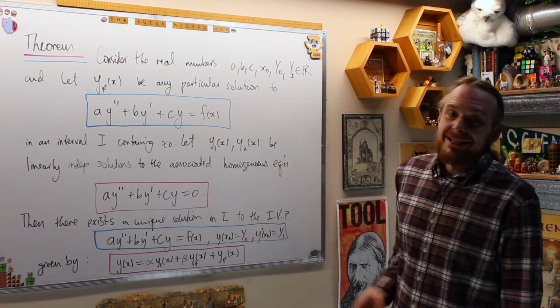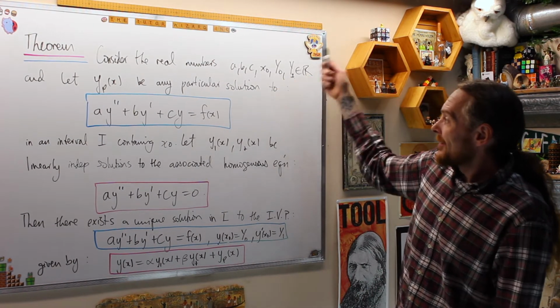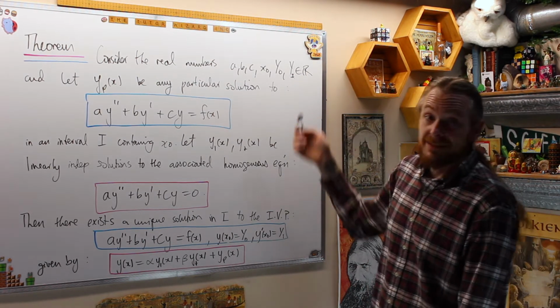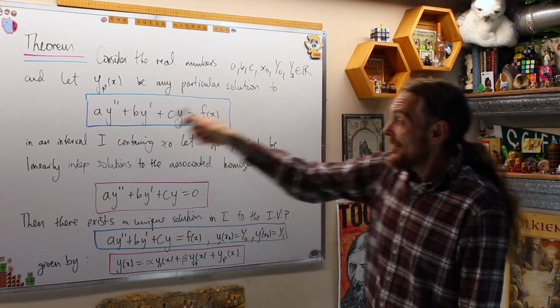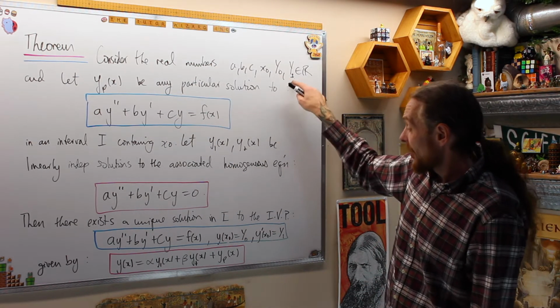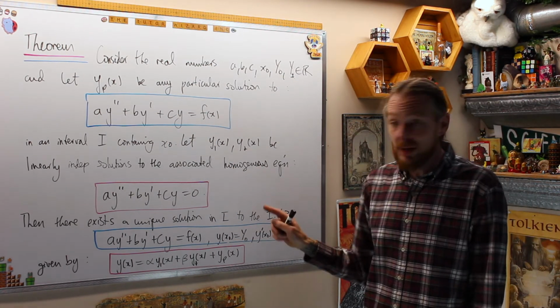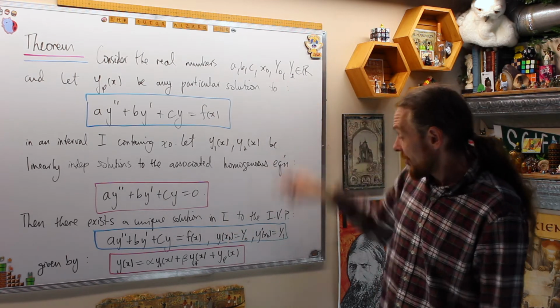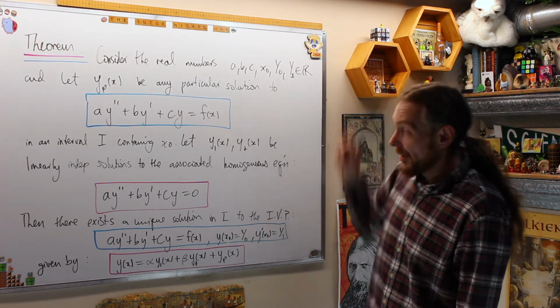All right, theorem. Consider the real numbers a, b, c, x naught, y naught, y1. What are these? These are arbitrary 6 numbers. A, b, c come from the coefficients in front of our ordinary differential equation. And then these 3 numbers are going to be used in our initial value problem. Y of x naught is y0, and y prime of x naught is y1.